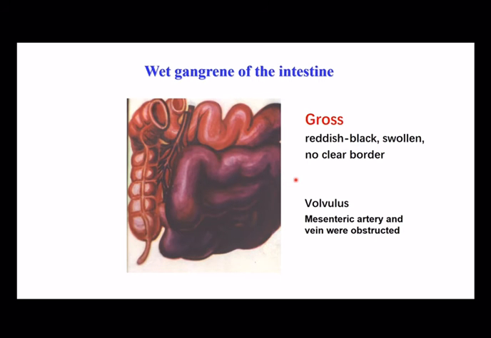This is a specimen of volvulus. The lesion is here, reddish-black colored and swollen, has no clear border with surrounding viable tissue.